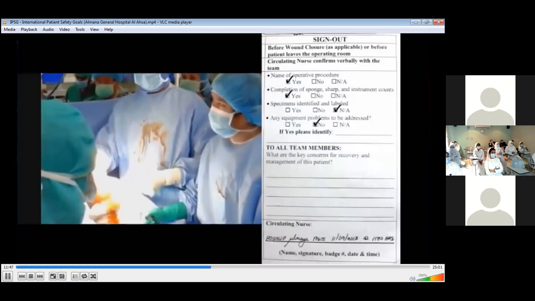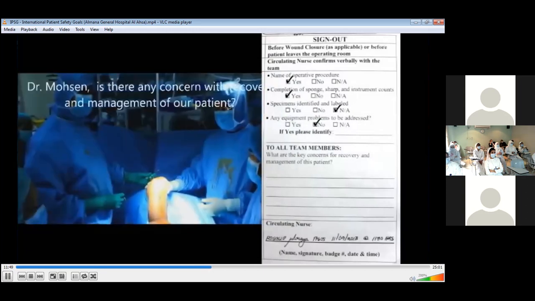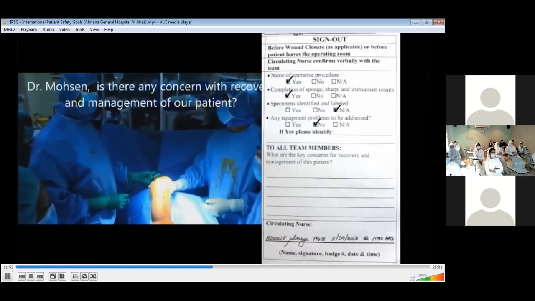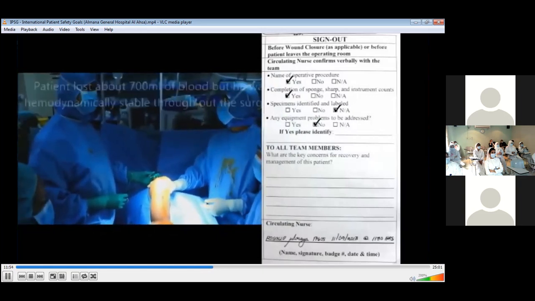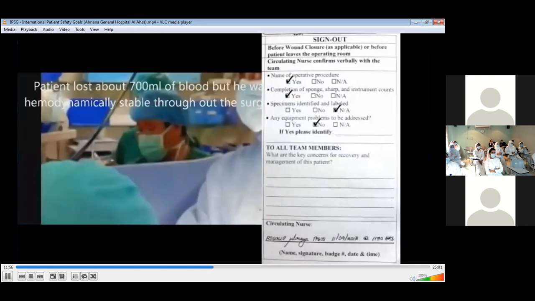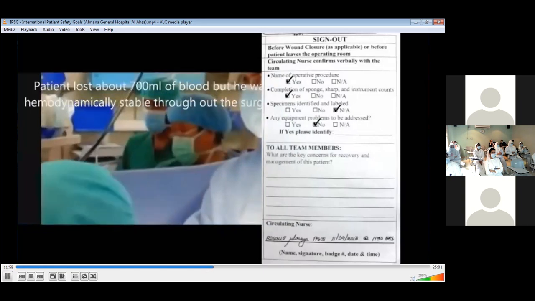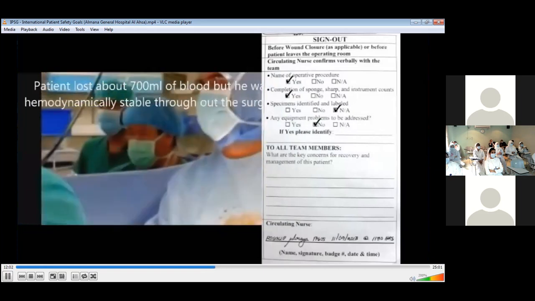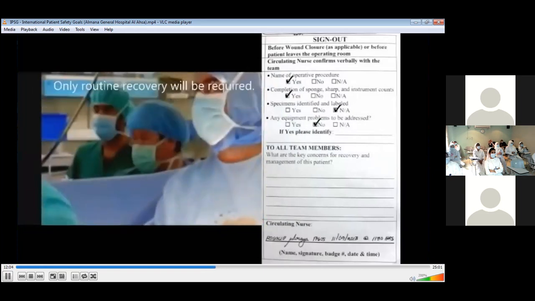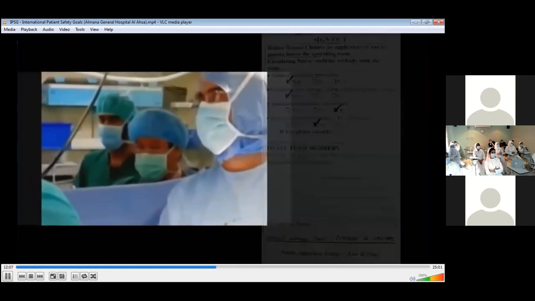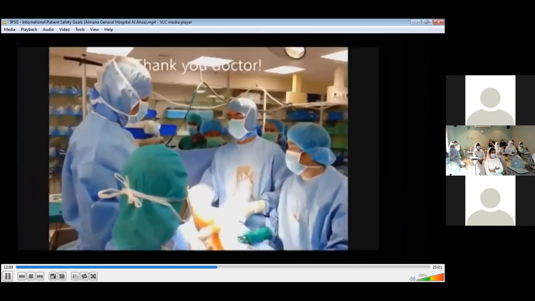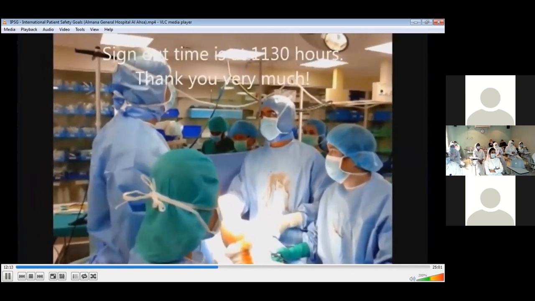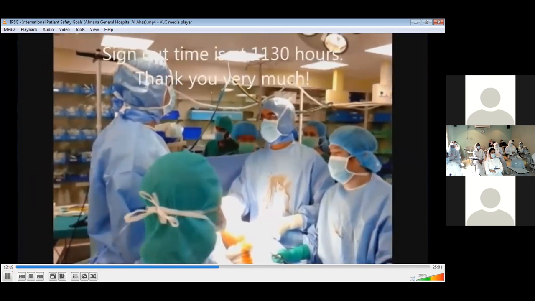No. Dr. Mohsen, any concern in recovery and management for this patient? The patient lost about 700 ml of blood, but he was hemodynamically stable throughout the surgery. Only routine recovery will be required. Thank you, doctor. Sign out time is at 11:30 hours. Thank you very much.